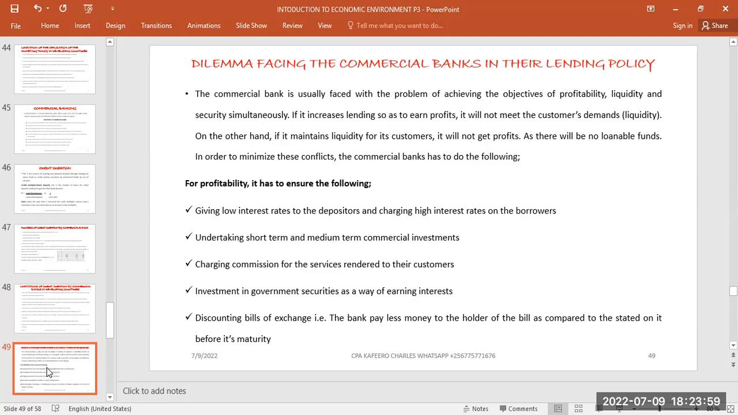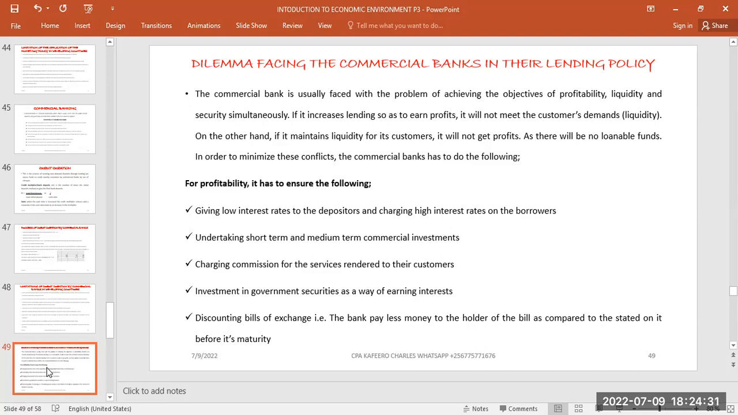Then the other one is investment in government securities. When they invest in those securities, they will be able to earn some profit, because at the end of the day, when they buy them and sell them back, they will be getting something. Of course, you can't sell at a loss. Then the last one is discounting bills of exchange. For those who don't know the bill of exchange, it's a document that is received by a person, or it is one of the modes of payment.